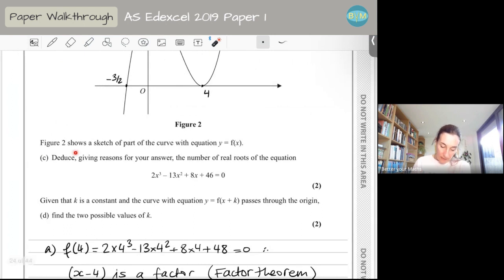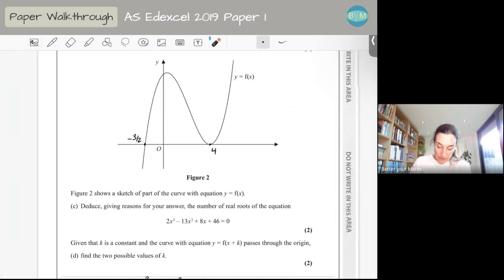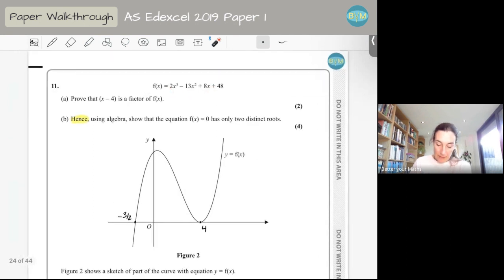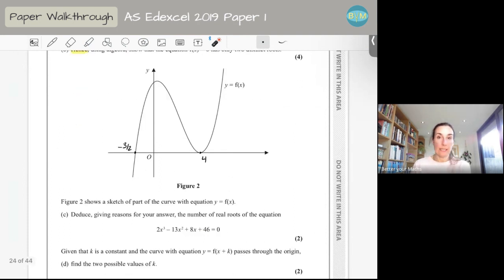Then figure 2 shows a sketch of part of the curve. Deduce, giving reasons for your answer, the number of real roots of this equation. If you compare this equation with this one, everything is the same except the number. So I have 48 and I have 46. So I would like you to think again about transformations and think, if we call this one g(x), what is the relation between g(x) and f(x)?